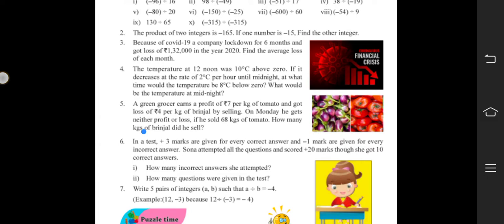Next, what is given? The temperature be 8 degrees centigrade below 0. That means what? Below 0 means you should mention as negative. That means minus 8 degrees centigrade. Okay. So you should find at what time the temperature be minus 8 degrees centigrade. You should find out first.